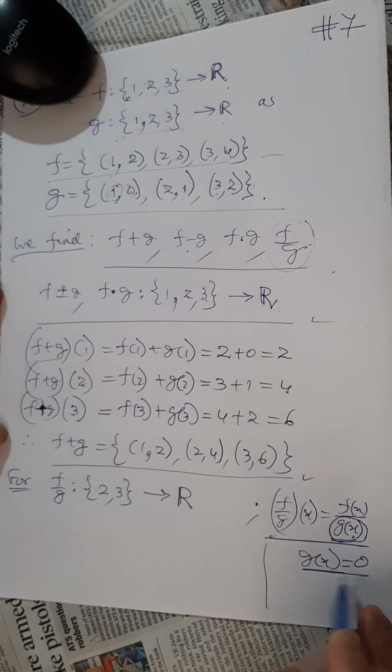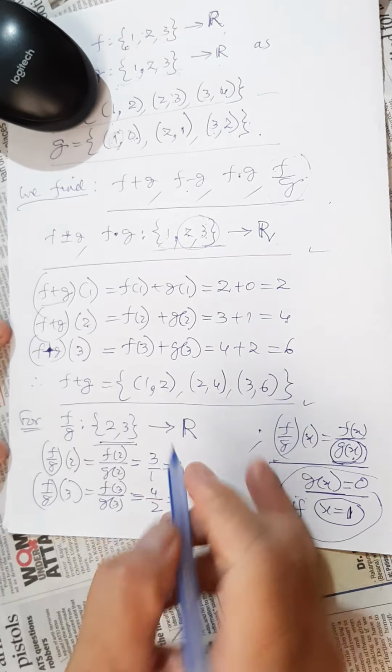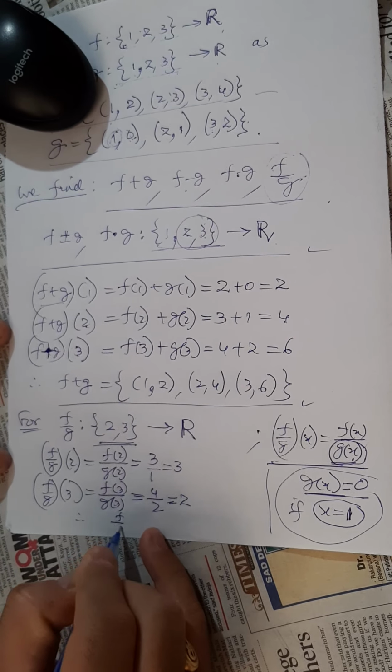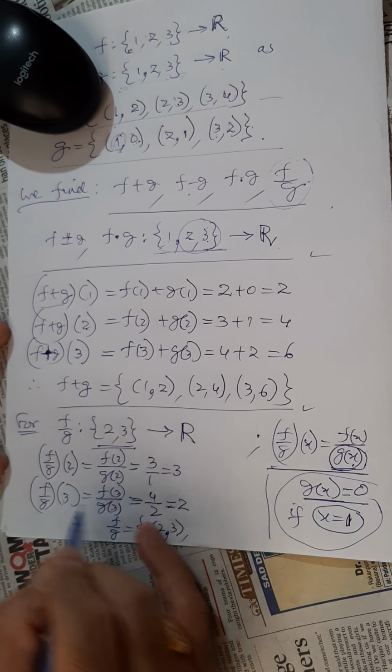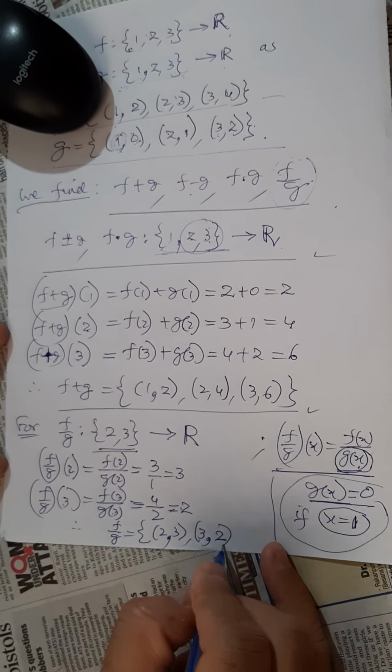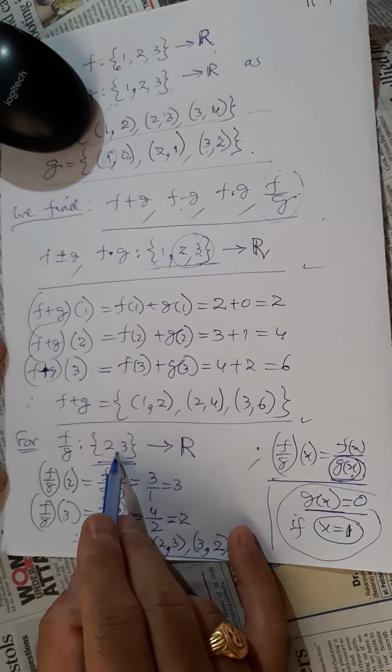So here you will be having just two ordered pairs. f by g at 2, which is f of 2 upon g of 2. What is f of 2? You know 3. What is g of 2? You know 1. So this is just 3. Next, if I go for f by g at 3, it is f of 3 upon g of 3. What is f of 3? You know 4. What is g of 3? You know 2. So your answer will be 2. So if I write in the form of ordered pairs, f by g: (2, 3) and the other one is (3, 2). Only two ordered pairs because 2 and 3 are the only members of the domain.